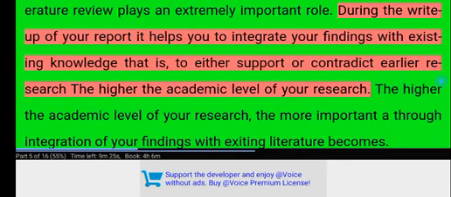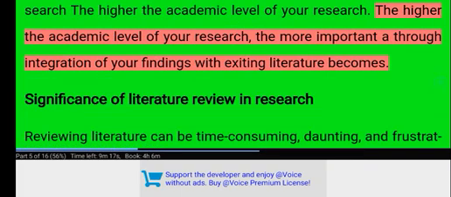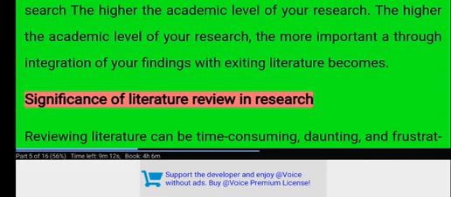During the write-up of your report, it helps you to integrate your findings with existing knowledge, that is, to either support or contradict earlier research. The higher the academic level of your research, the more important the thorough integration of your findings with existing literature becomes. Significance of literature review in research.